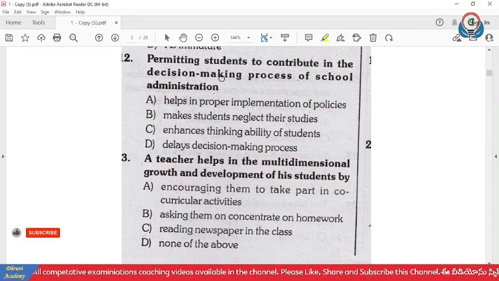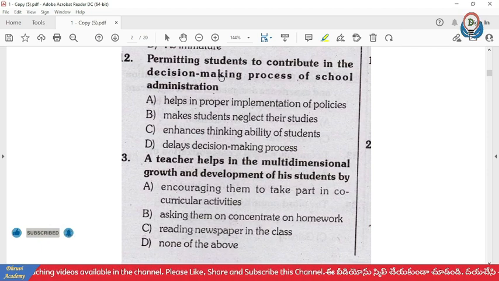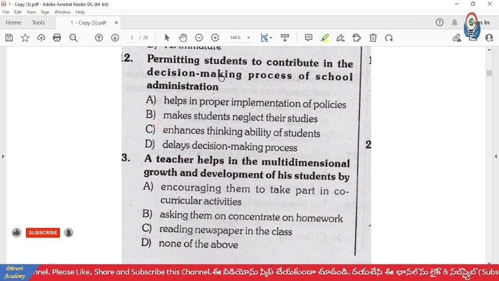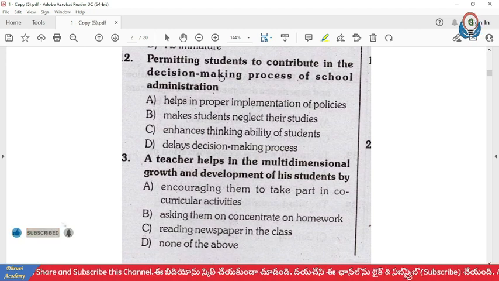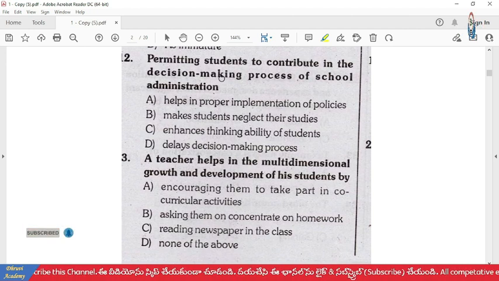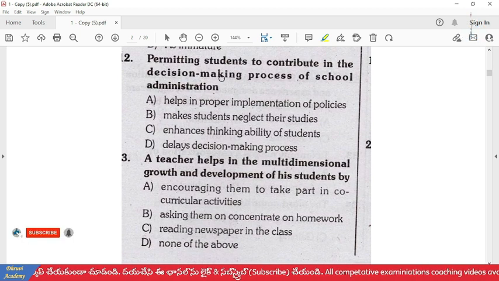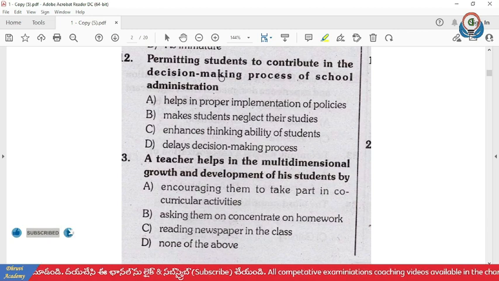Permitting students to contribute in the decision making process of a school administration: A, helps in proper implementation of policies. B, makes students neglect their studies. C, it enhances the thinking ability of the student. Or D, it delays the decision making process. Which is the right answer?